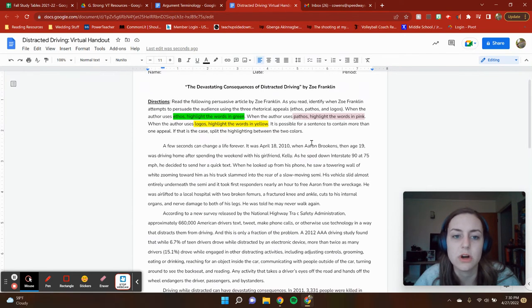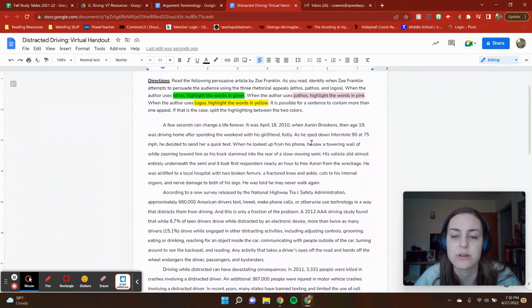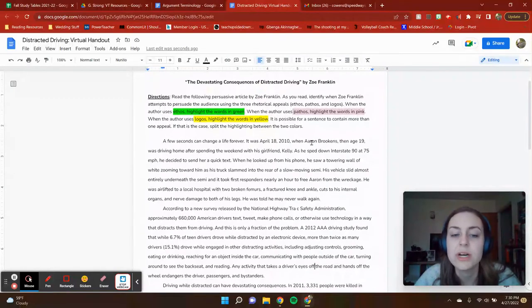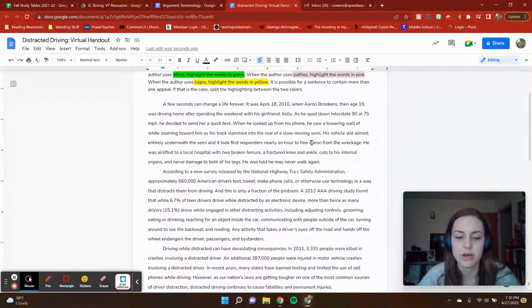Now, this article is called The Devastating Consequences of Distracted Driving. So I'm sure you can probably guess what she's going to try to convince us not to do. But let's see whether or not you think it's effective and what kind of appeal she's using to try to convince us of this. So we've got, a few seconds can change a life forever.